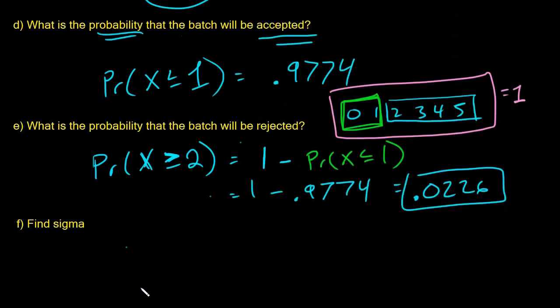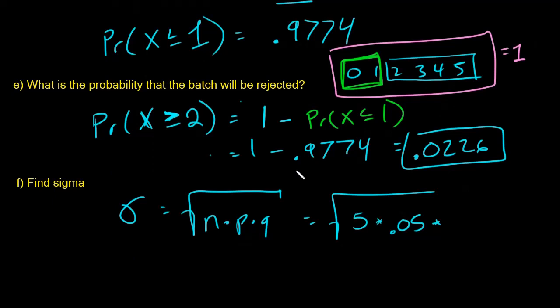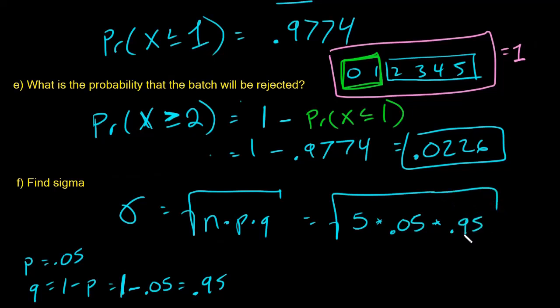All right, lastly, finding sigma. So sigma in a binomial distribution is the square root of n times p times q. So n, we know, is 5. That's my random sample of 5 items from the batch. P is 0.05. What is q? Q is 1 minus p, right? So let me go over here and write this down. So 0.05 is p. Q is 1 minus p, which will be 1 minus 0.05, which will be 0.95. Okay? P is the probability of success, so Q is the probability of failure.